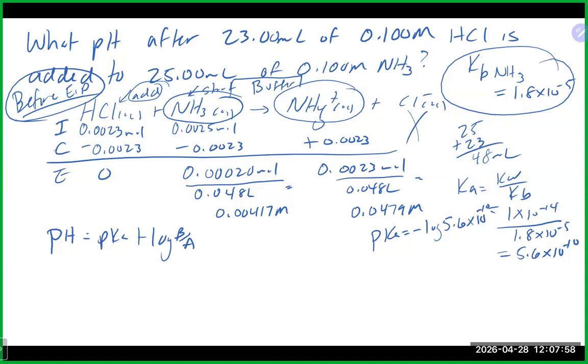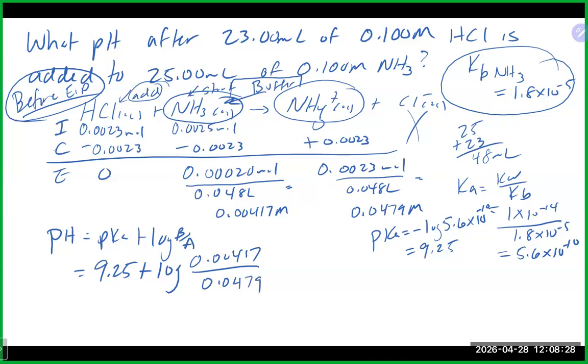Gives us a 9.25 here. And if we pop that in there, it's going to give us a 9.25 plus the log of my base. Remember that the one with one less hydrogen is the base there. 0.00417 divided by 0.0. Like maybe I lost a zero there. We'll try that again there. Did I lose a zero? Did not. It looks like all right, 0.0479. All right.